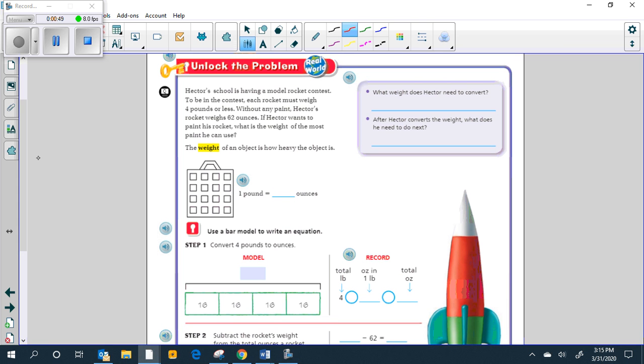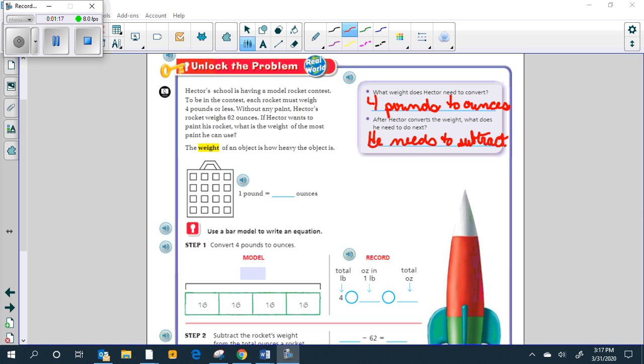Unlock the problem with me. Hector School is having a model rocket contest. To be in the contest, each rocket must weigh 4 pounds or less. Without any paint, Hector's rocket weighs 62 ounces. If Hector wants to paint his rocket, what is the weight of the most paint he can use? Go ahead and pause the video and fill in the answers in the purple box.